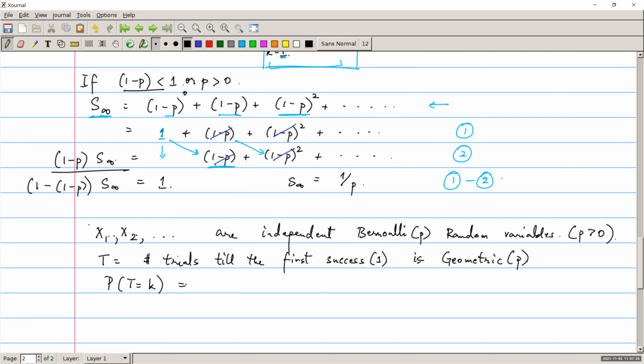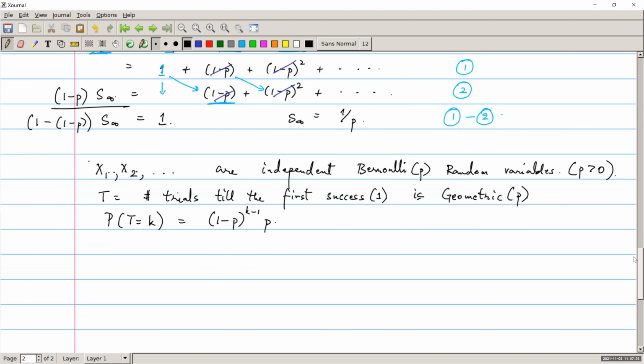If you had the first success on the kth trial, then it means you failed on the first k minus 1 and you succeeded on the kth trial. So this is the probability that T equals k. Now what is the expectation of T? How do we write it? You would sum across the sample space for the 1 minus p to the k minus 1 times p. That is fine. That is good.